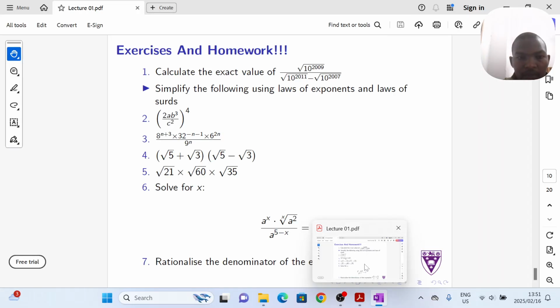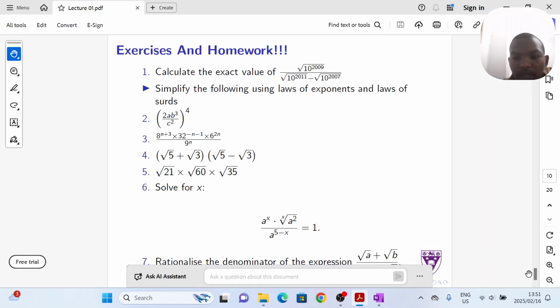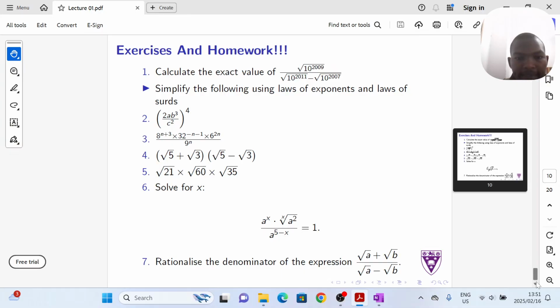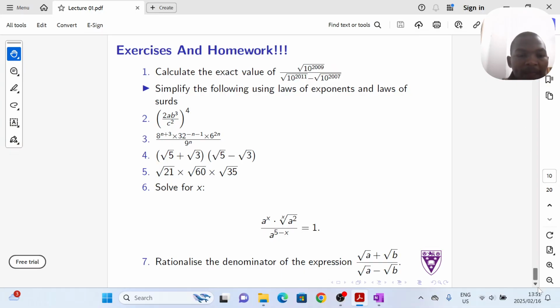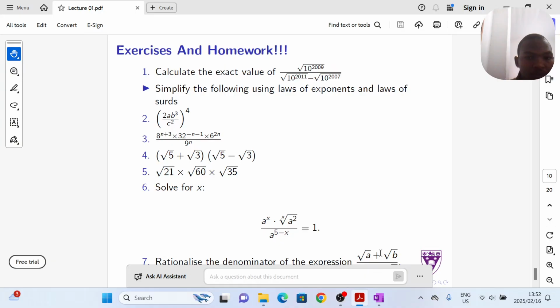Today I want us to do the homework that I gave you last time. The homework looked something like this. The question was: calculate the exact value of this. You will notice that if you try to punch this in a calculator, you will get an error message. So we wanted to make sure that you can get the exact value by using laws of exponents, and also simplify these basic expressions, solve for x here, and rationalize this. So how do we go about that?